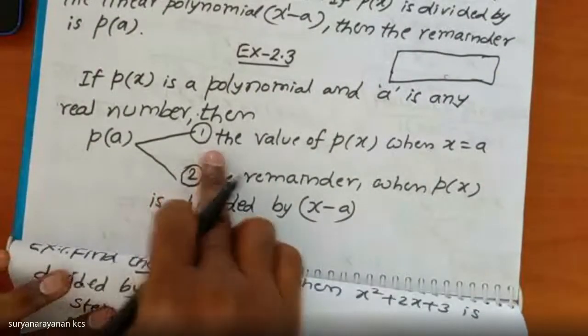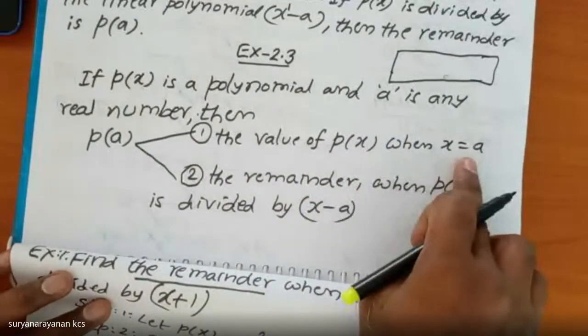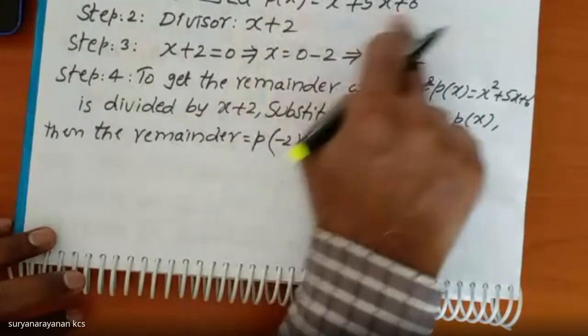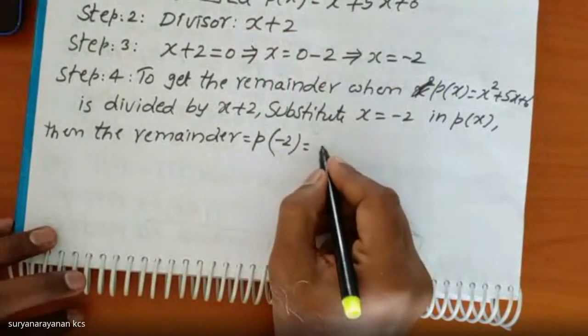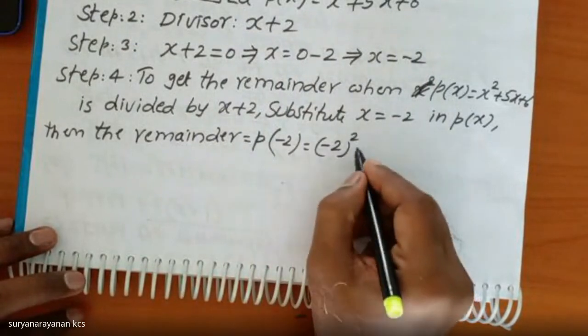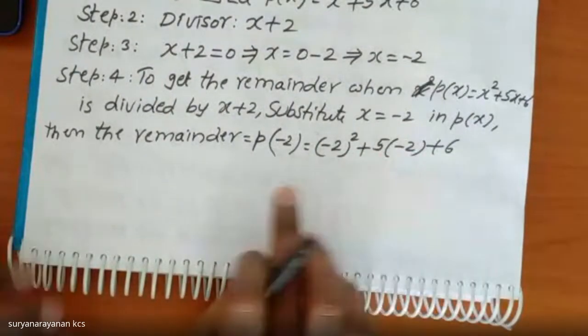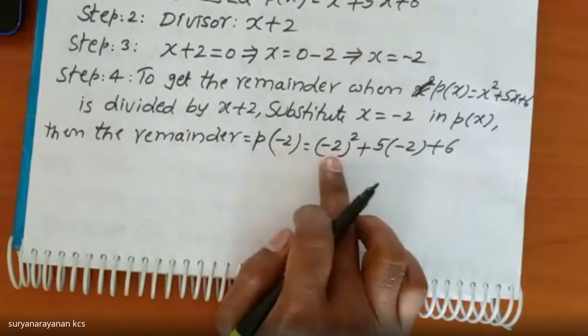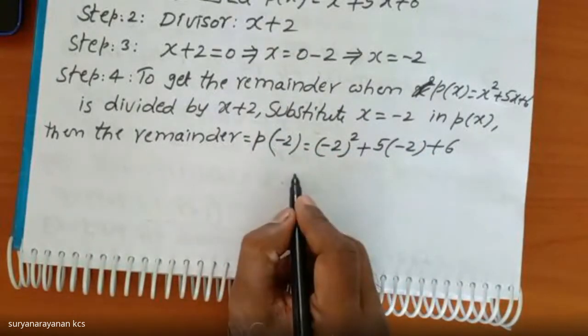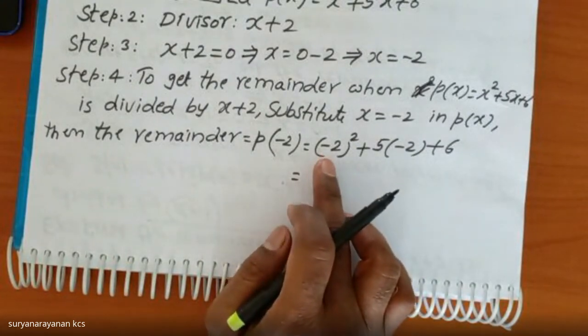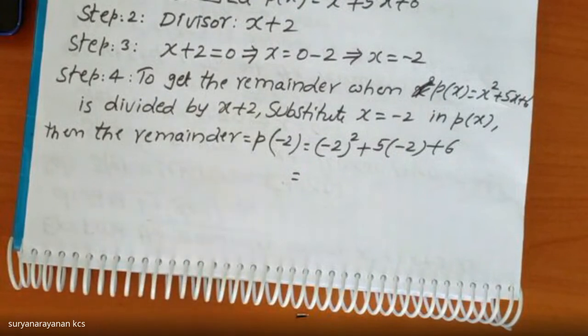Previously also I told the meaning: the value of P of x when x is equal to a. Yes or no? We use that meaning here. P of minus 2 means the value of P of x when x is equal to minus 2. So what will you get here? Minus 2 whole square plus 5 into minus 2 plus 6. In this polynomial, there are 3 terms. We substituted x is equal to minus 2 in these 3 terms. Now, let us simplify each and every term separately. What is the value of minus 2 whole square?